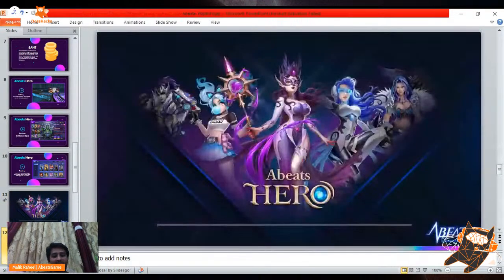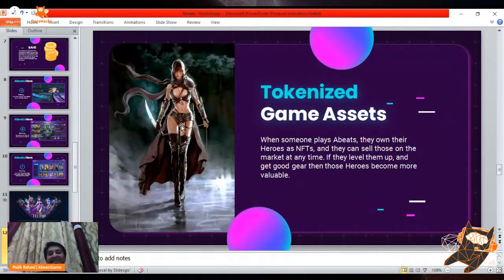So this was the game. I hope you enjoyed it, and let me restart it. The tokenized game assets. Our game assets. When someone plays the Beats game, they own their own heroes as NFTs, like this one displayed here. It's a Beats hero. Players will be able to own these assets in NFT form.